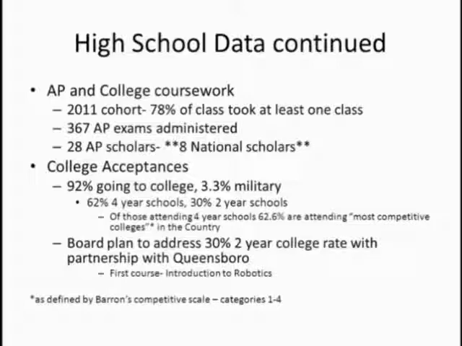So of those 62% of children that are going, 62% happens to be the same percentage, 62% of them are going to the most competitive colleges in the country. We're producing children that want to go to 4-year schools. They're getting into very competitive schools.